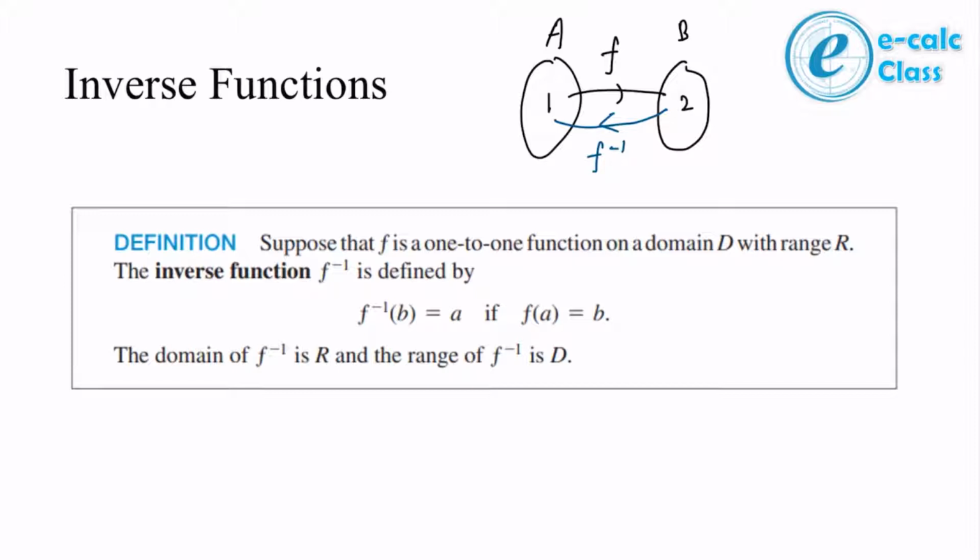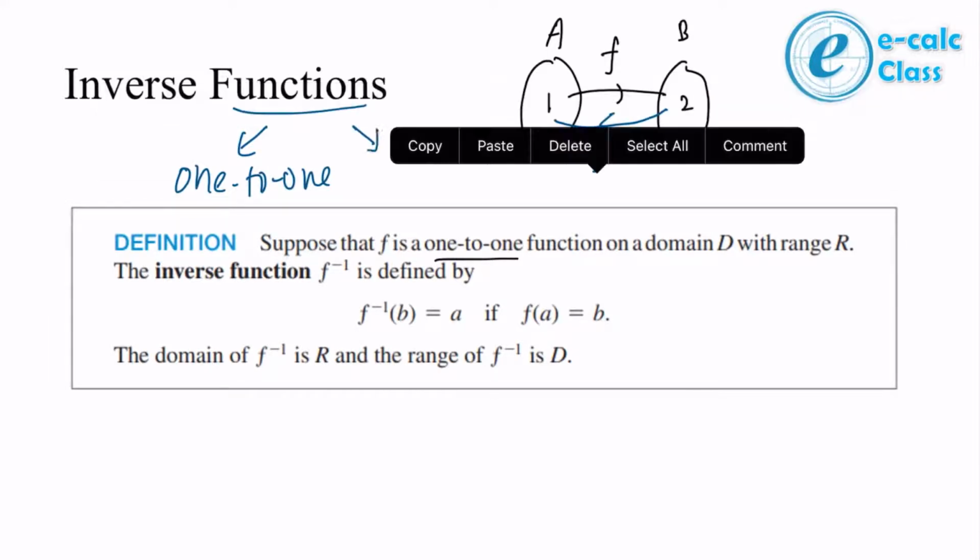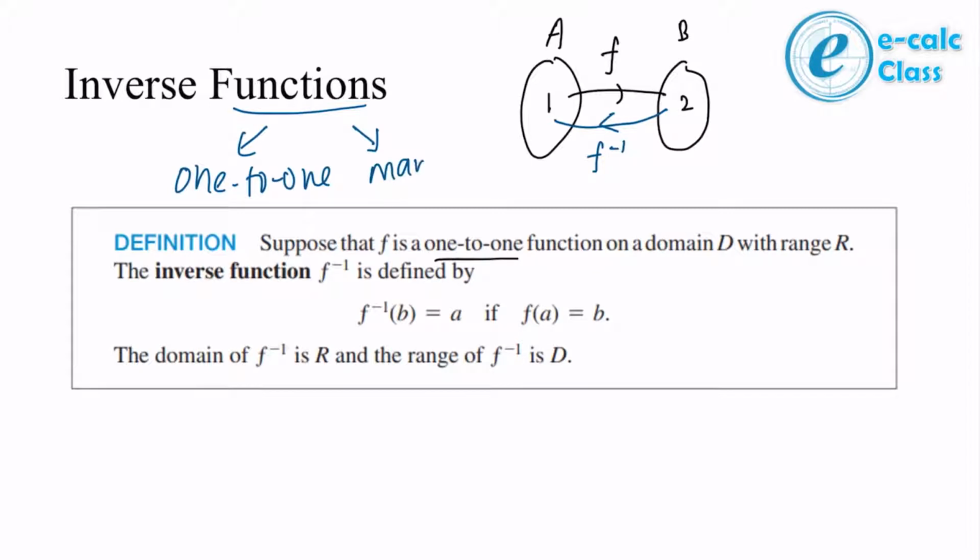If you read the definition, suppose that f is a 1-to-1 function. Why is it so important that the function has to be 1-to-1? Because if you remember, in order for a relation to be a function, it is either 1-to-1 or many-to-1, right? Many-to-1, which means one input can only have one output, but the output can be the same for different inputs. This is the definition for functions. However, only a 1-to-1 function can have an inverse function.